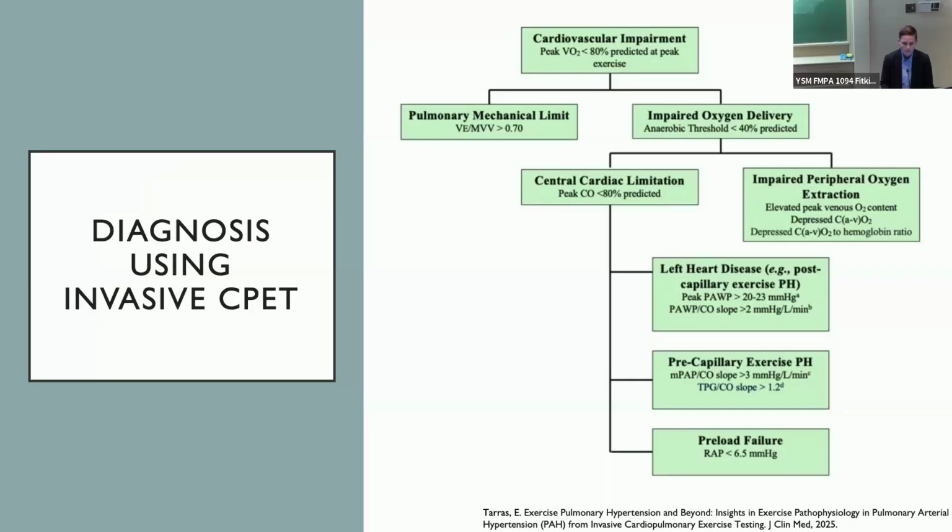This slide shows how invasive CPET can help us to diagnose the mechanism of exercise limitation. We start by determining whether there's a pulmonary mechanical limit or if the limitation seems cardiovascular. If it's cardiovascular, we can separate impaired oxygen delivery from impaired peripheral extraction. And with central cardiac limitations, invasive CPET allows us to distinguish left heart disease, precapillary exercise pulmonary hypertension, or preload failure, which we didn't discuss today, where there are low filling pressures. In this way, the test gives us a structured physiologic framework to explain a patient's shortness of breath.